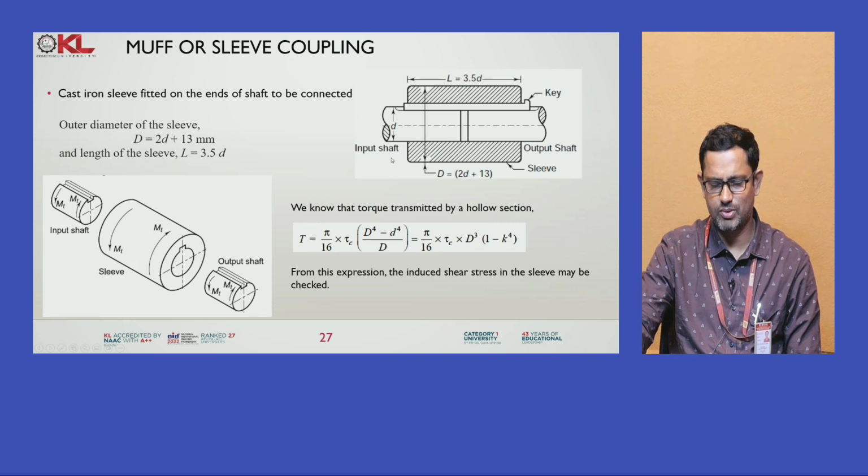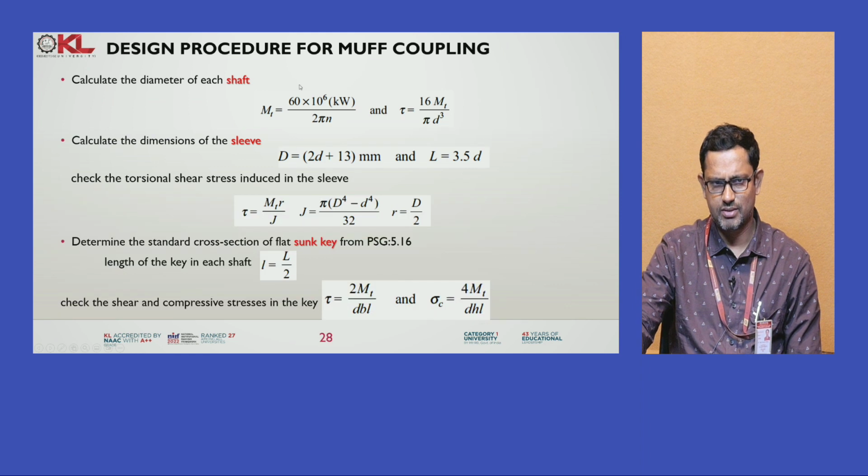So this is how you have to do the design of shafts, design of keys, design of coupling. The first step is we have to calculate the diameter of the shaft, as I told. Then we have to calculate the dimensions of the sleeve, that means the outer diameter as well as the length of the sleeve.